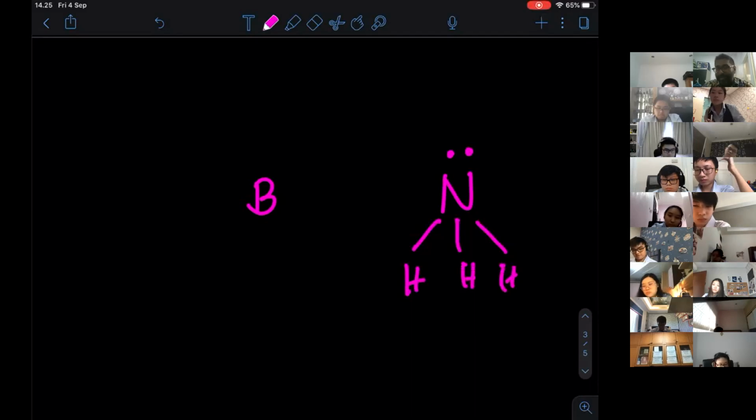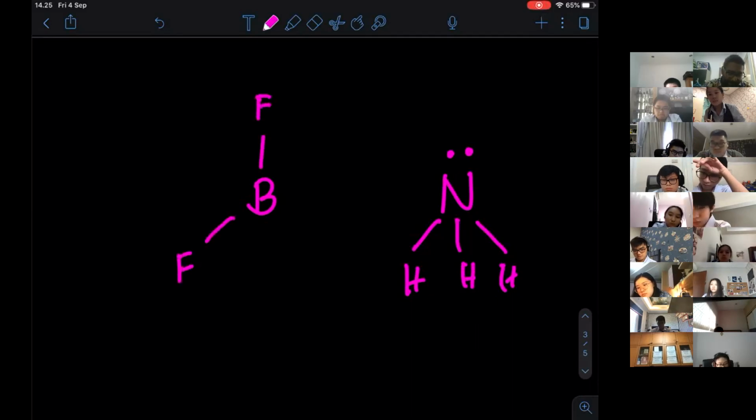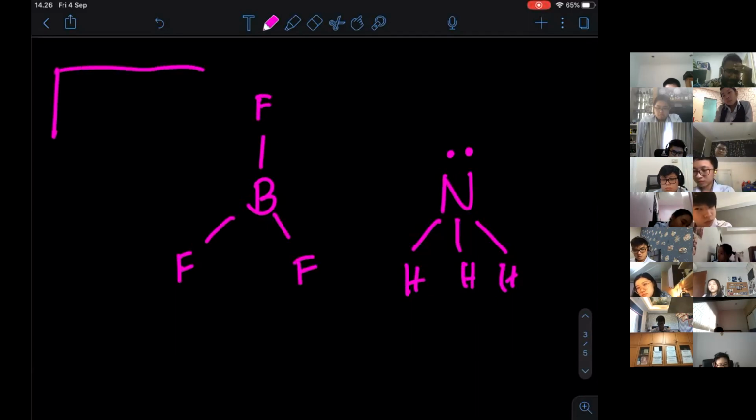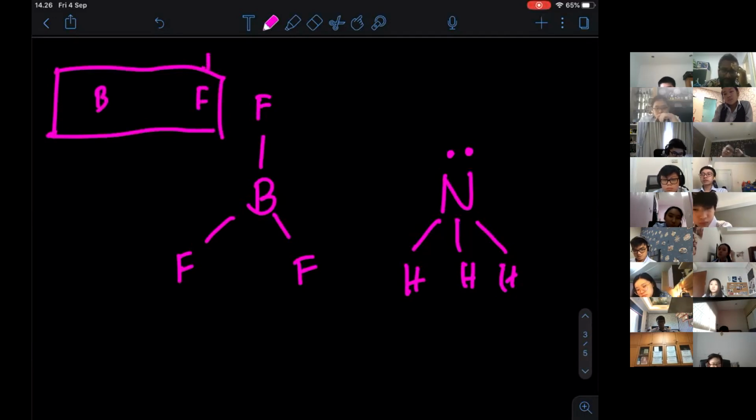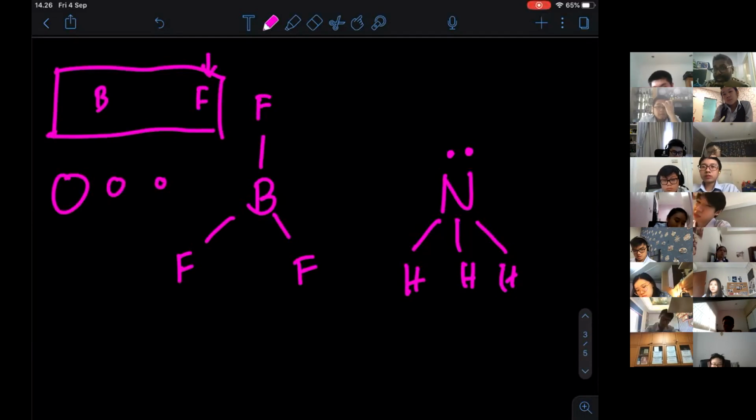BF3 is group 13, so 3 valence electrons. You have F, F, F. Now, if I look at my periodic table, boron is group 3 and F is over here. The ones towards your right-hand side will have a greater electronegativity. Remember, toward the right, it becomes greater and greater. It means fluorine has a greater electronegativity compared to boron.